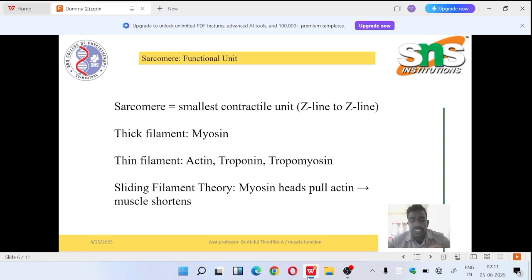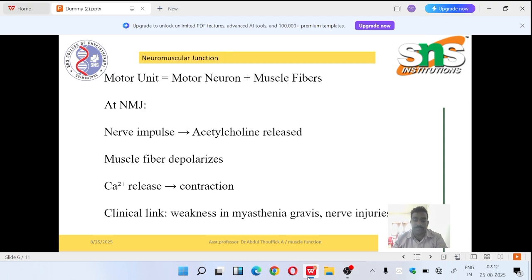Sarcomere, what is its function? In the sarcomere, the thick filaments are made of myosin and the thin filaments are made of actin, with troponin and tropomyosin interacting. According to the sliding filament theory, the myosin heads pull on actin, shortening the muscle. This is how contraction and force generation occur in the body.